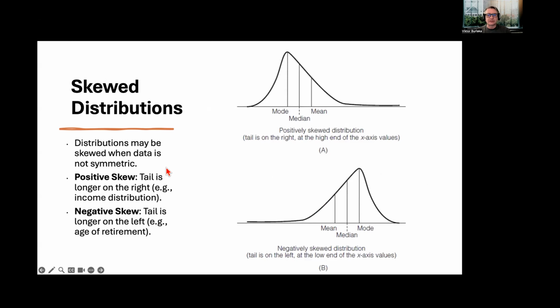Not all data follows a perfect bell curve. Sometimes distributions are skewed, meaning they lean to one side. A positive skew happens when the tail extends to the right, like income distribution. Most people earn less, but a few high earners pull the average up. A negative skew happens when the tail extends to the left, like retirement age. Most people retire around the same time, but a few retire much earlier.